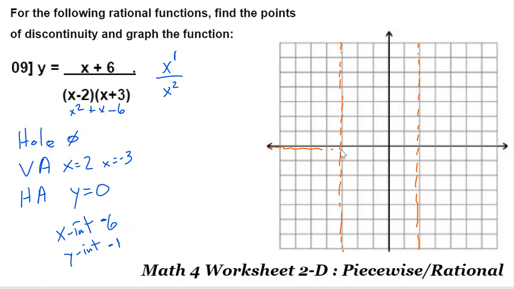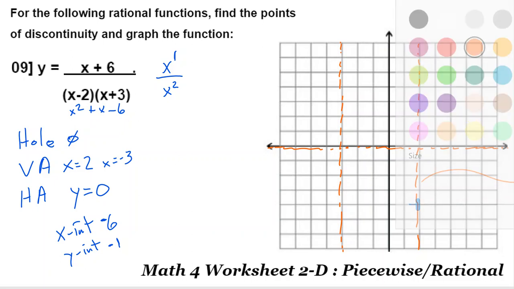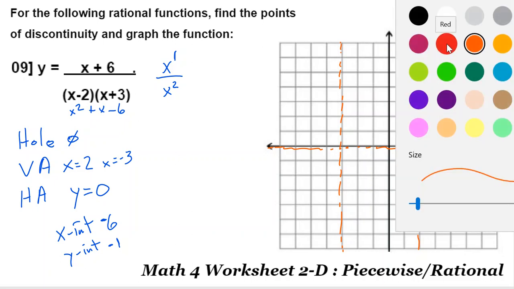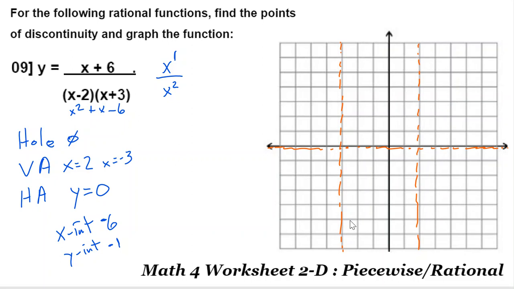Horizontal asymptote at 0. I'm going to have an x-intercept at -6. 1, 2, 3, 4, 5, 6. Wait a minute now. How can I have an x-intercept when there's an asymptote going on there? Y-intercept at -1. Y-intercept at -1, so it's going to hit there.